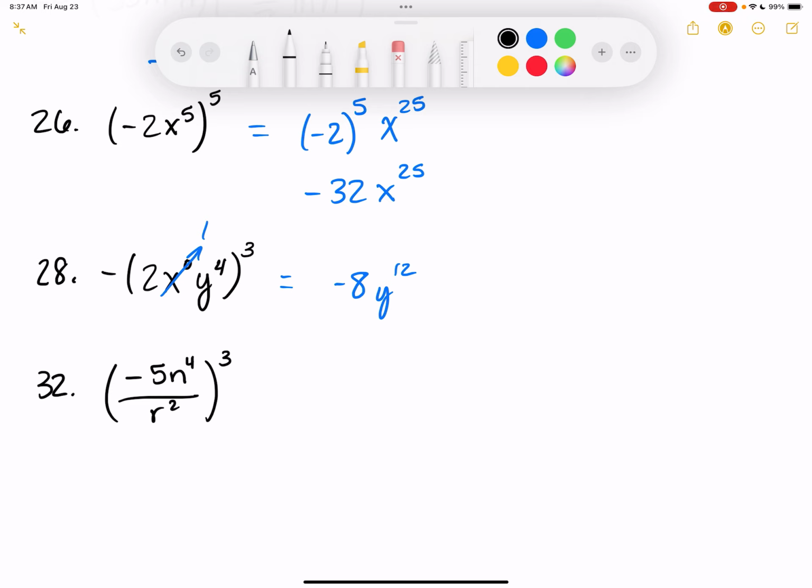So that would give me a negative 5 cubed. Then n is going to be raised to the 4th and then cubed, so that's going to be n to the 12th over, and we do it on the bottom as well, so multiply 2 times 3, so r to the 6th. Anyone know negative 5 cubed? Negative 125. Yep, negative 125 n to the 12th over r to the 6th.